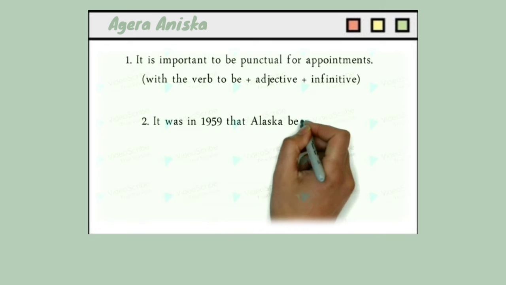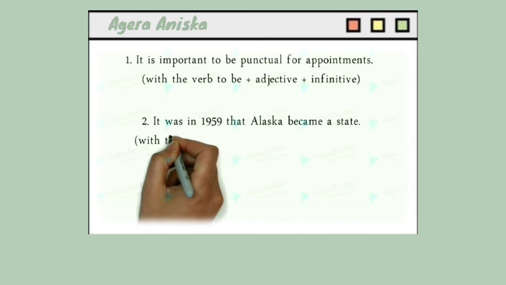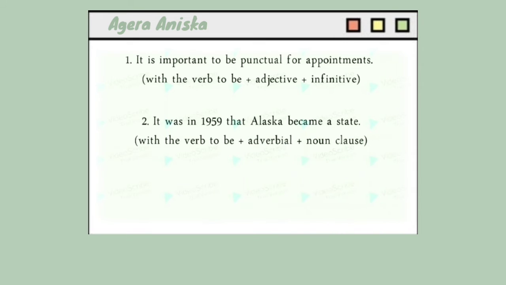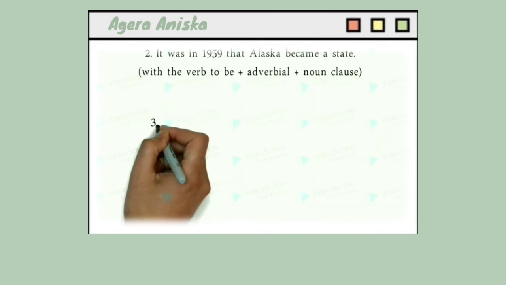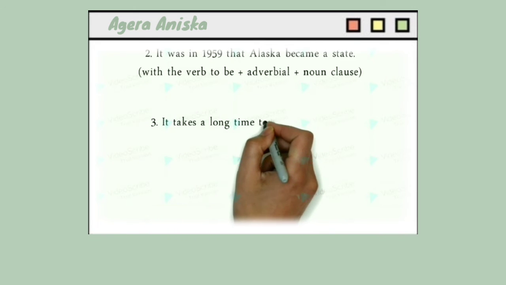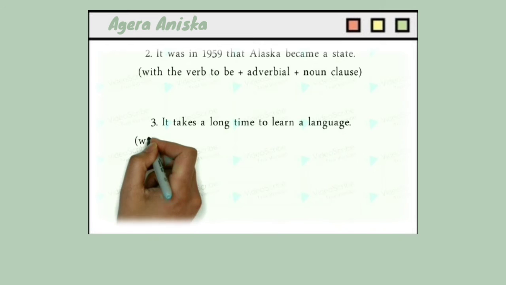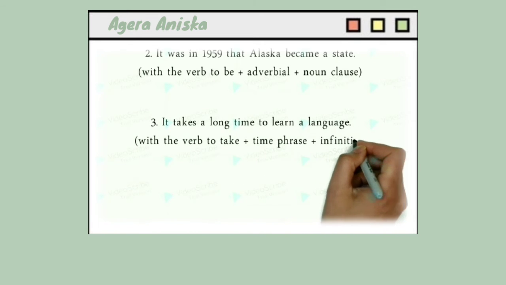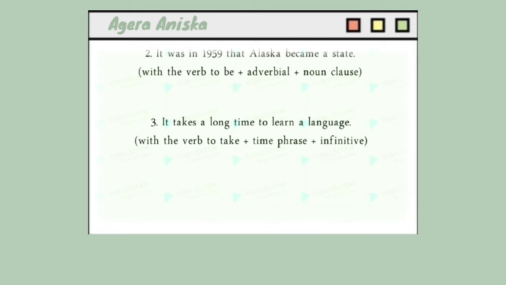2. It was in 1959 that Alaska became a state, with the verb to be plus adverbial plus noun clause. 3. It takes a long time to learn a language, with the verb to take plus time first plus infinitive.